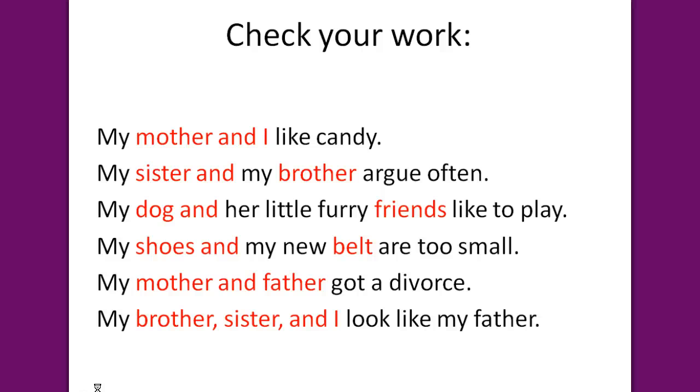Let's check your work. My mother and I like candy. Mother and I is the subject. Sister and brother is the subject in the second sentence. Dog and friends is the simple subject in the third sentence. Shoes and belt are the subject in the fourth. Mother and father in the fifth. Brother, sister, and I in the last sentence.